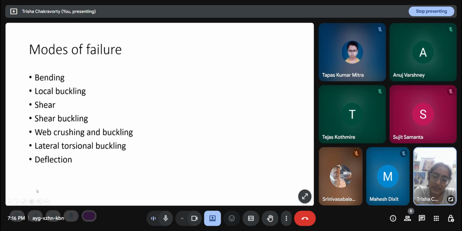And deflection is related to the serviceability limit state. It is given lesser importance than the collapse limit states because the collapse limit state has very large consequences, but deflection is also a criterion that we have to keep in mind.